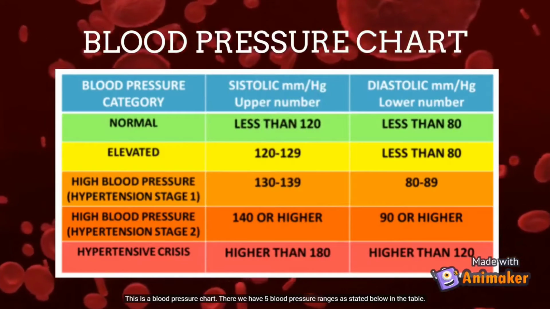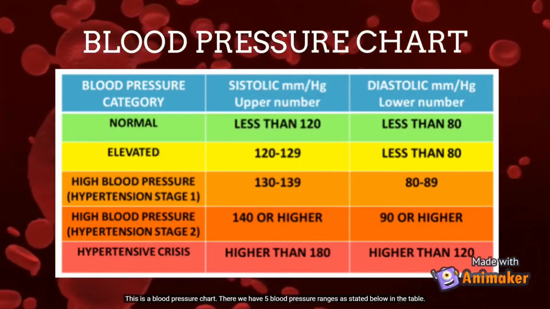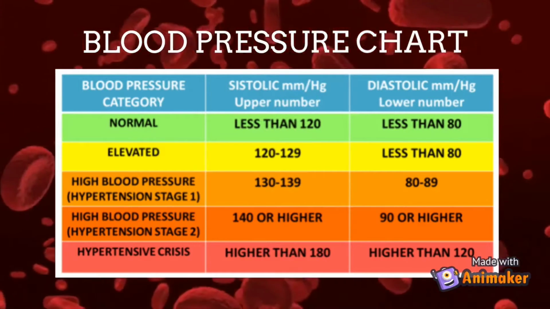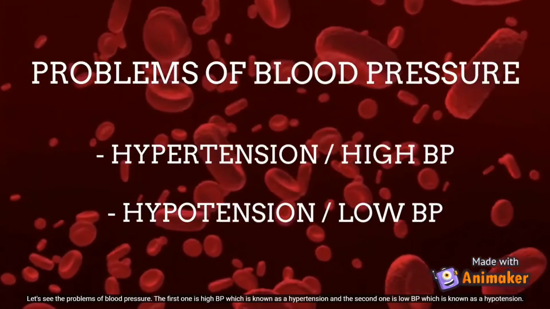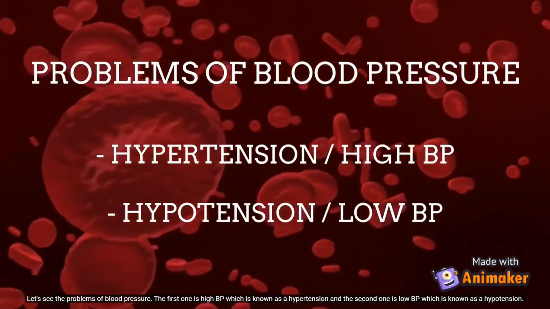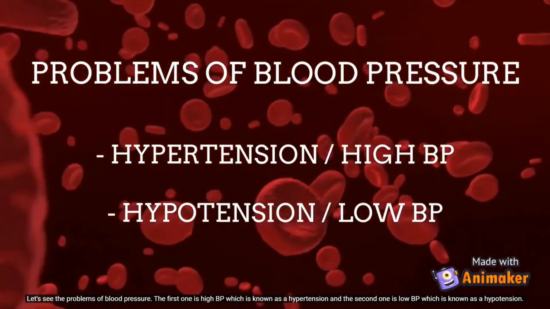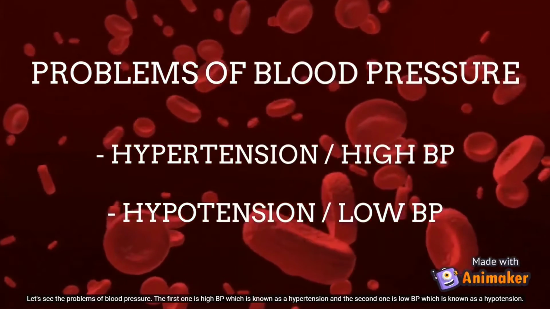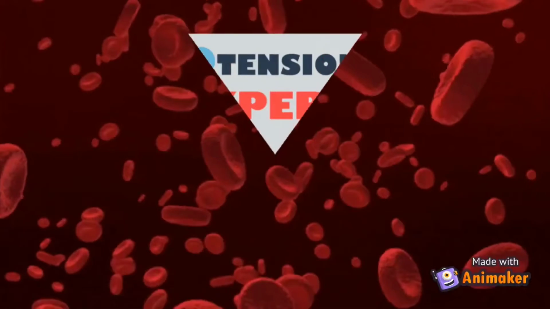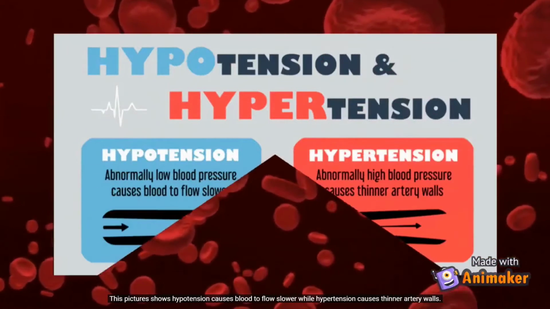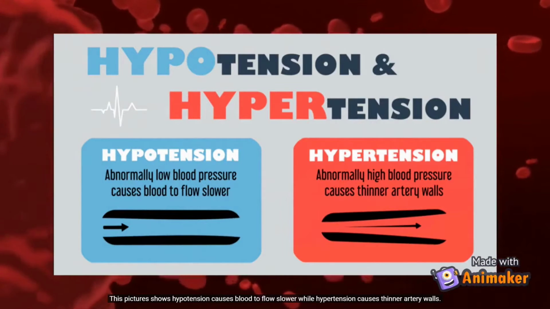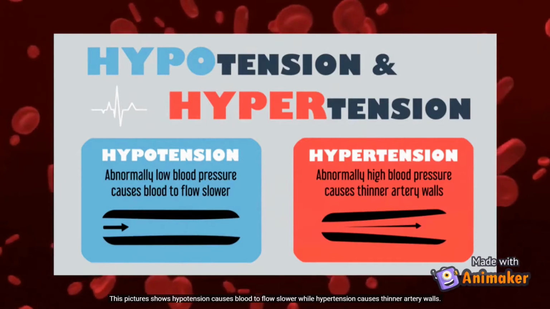This is a blood pressure chart. There we have 5 blood pressure ranges as stated in the table. Let's see the problems of blood pressure. The first one is high BP, which is known as hypertension, and the second one is low BP, which is known as hypotension. This picture shows hypotension causes blood to flow slower, while hypertension causes thinner artery walls.